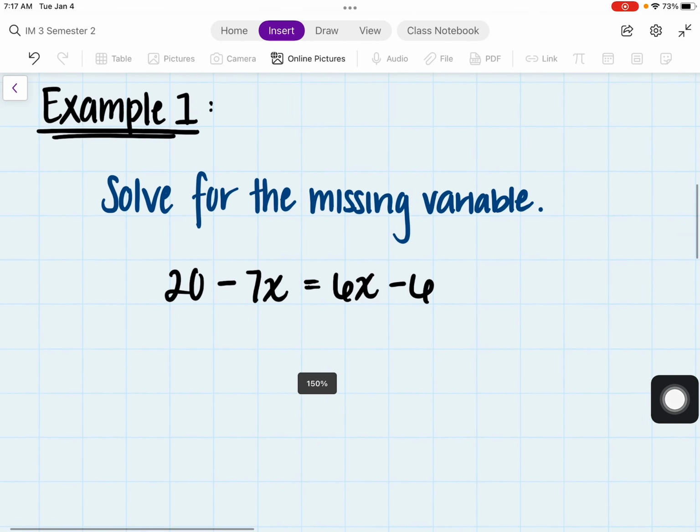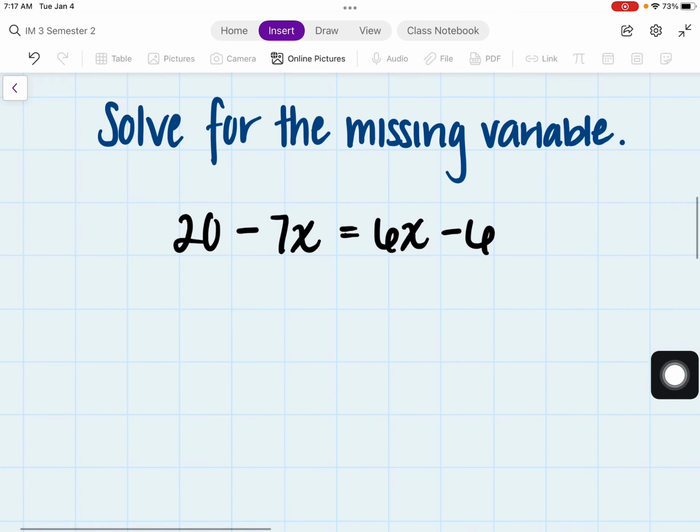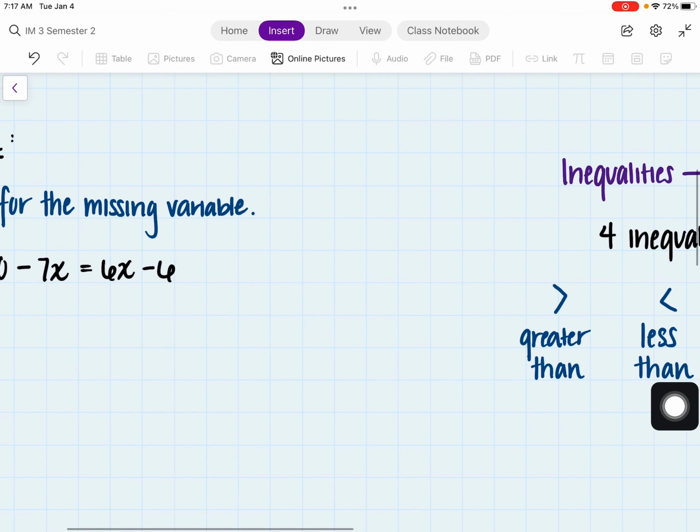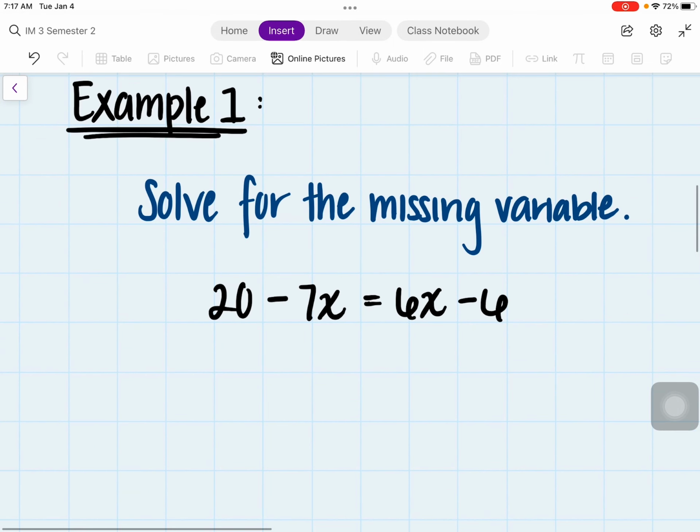So let's go ahead and get started, guys, with example 1 here. In example 1, we want to solve for our missing variable, and we have this linear equation. One thing, guys, it is an equation because it does have an equal sign. So that's the difference between an equation and an inequality. An equation has an equal sign, and an inequality has these symbols here, but we'll talk about that once we finish example 1.